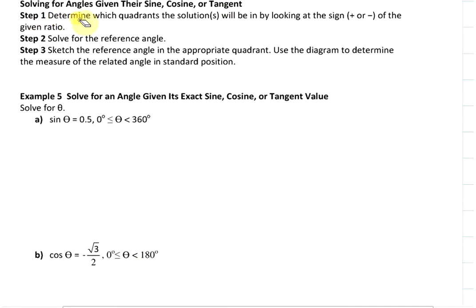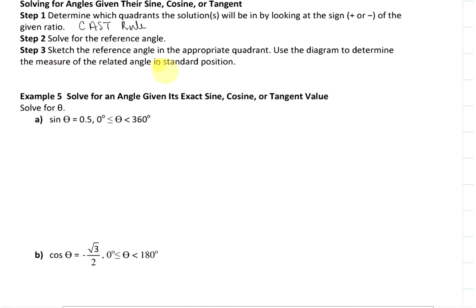The first step is to determine which quadrants the solution or solutions will be in by looking at the sign, positive or negative, of the given ratio. That means that you will want to remember your CAST diagram, your CAST rule. Step 2 is to solve for the reference angle. Step 3 is to sketch the reference angle in the appropriate quadrant and then use the diagram to determine the measure of the related angle in standard position.